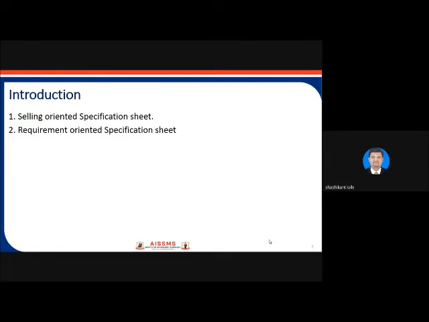Requirement oriented specification sheets are those where a chemical engineer or the instrumentation engineer, or sometimes a team of chemical and instrumentation engineers, prepare as per the requirement which instruments we need to have. The specifications are mentioned in it.